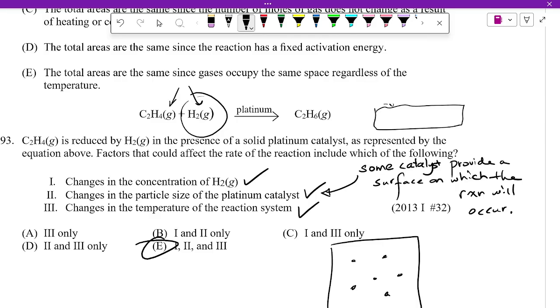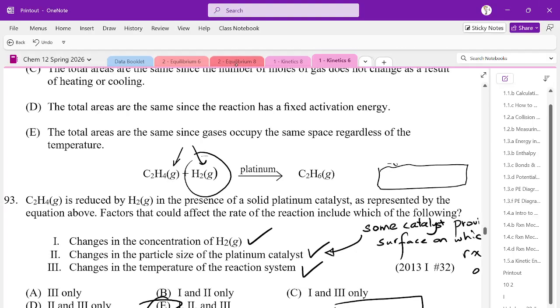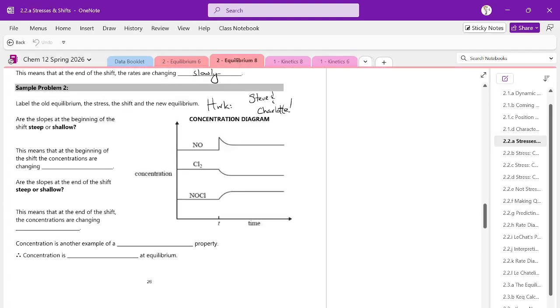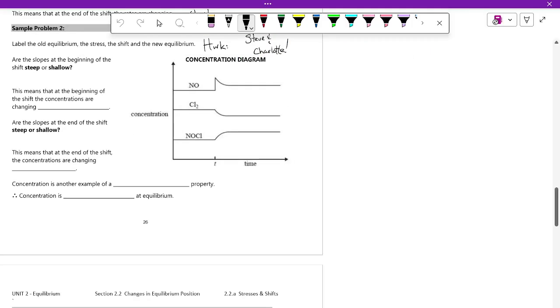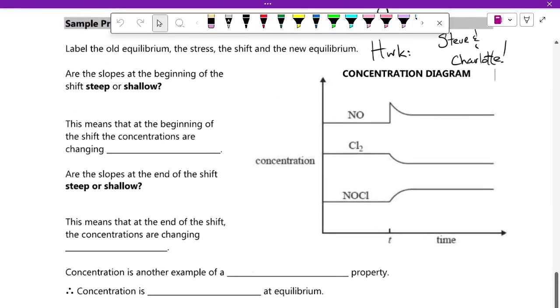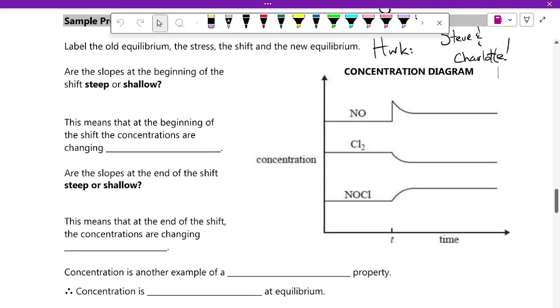Questions going once? Questions going twice? Questions going 3 times? And equilibrium it is. Okay. All right. So last day you were actually asked to do this question. This is page 26 in your workbook. So I'll give you a minute to get that open.